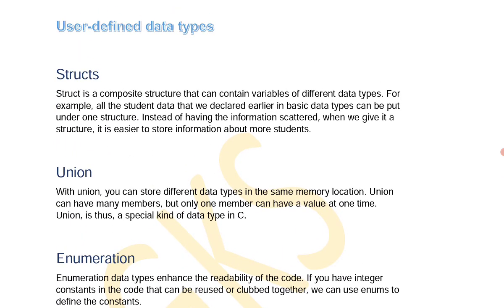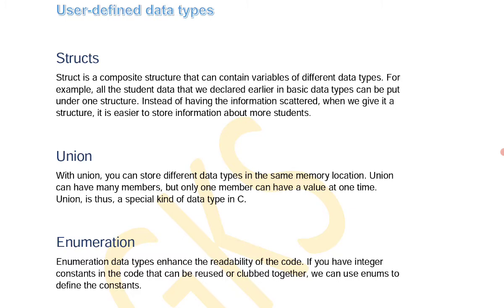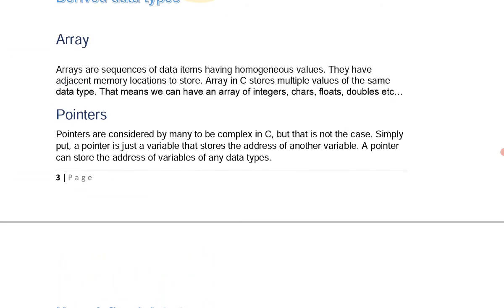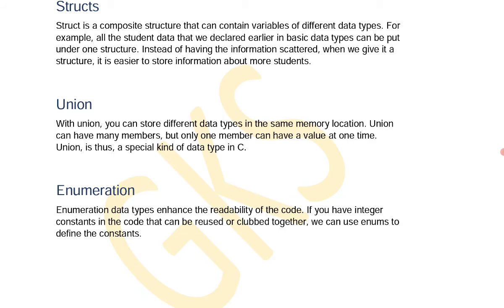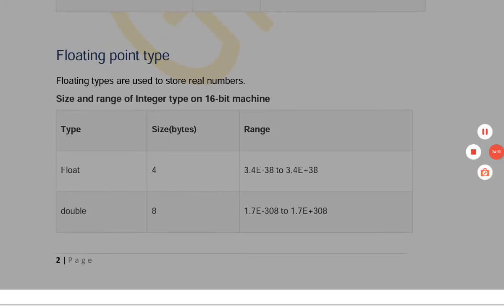Next are user defined data types. The third type of data types are called user defined data types. Generally user defined data types are structs, meaning structures. Second one is unions. Third one is enumeration. Later we will discuss all of these. These five: first is arrays, second is pointers, third is structures, fourth is union, fifth is enumeration. All these concepts we may discuss in the next classes.